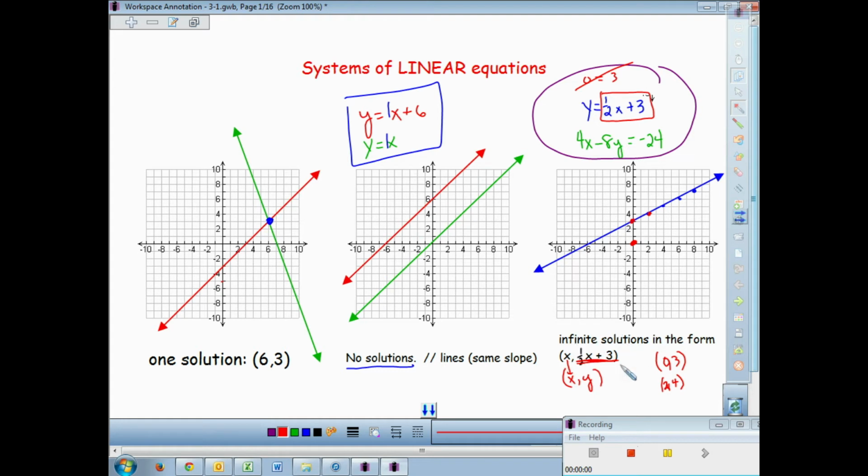And any solution in the form of (x, 1/2 x plus 3) will be on this line, because this is what x is. You can let it be whatever. And this is what y is. It's 1/2 of x plus 3.